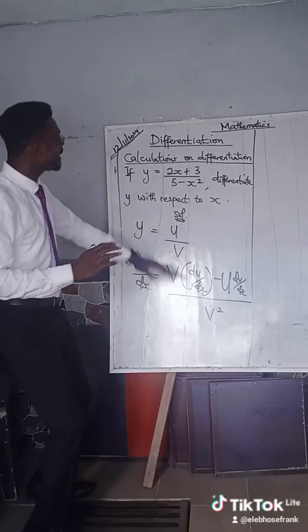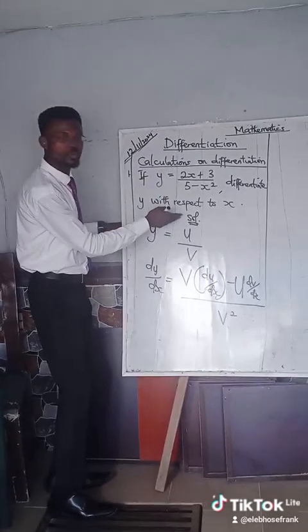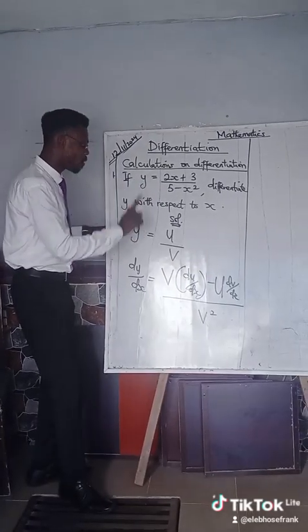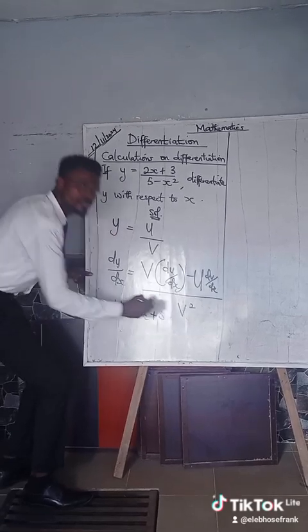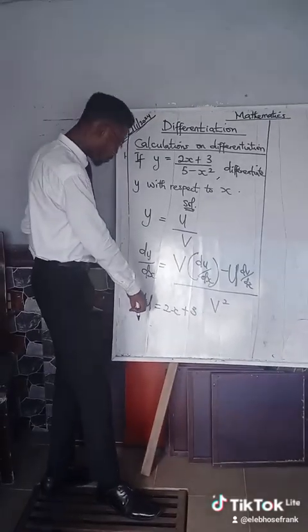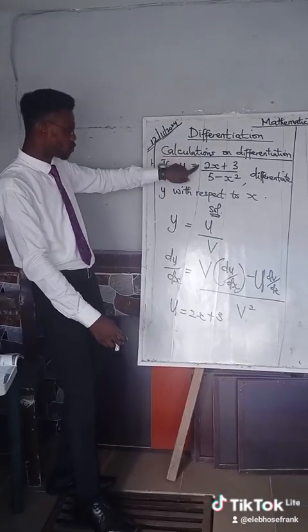Now let's link it to this question. y equals u over v, u is our numerator and v is our denominator. Looking at this question, u will be represented by what? 2x + 3. So u equals 2x + 3. Don't forget, u is our numerator.